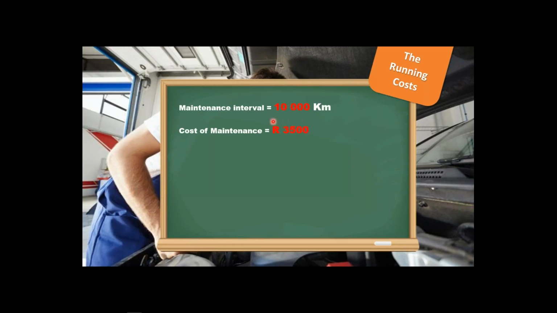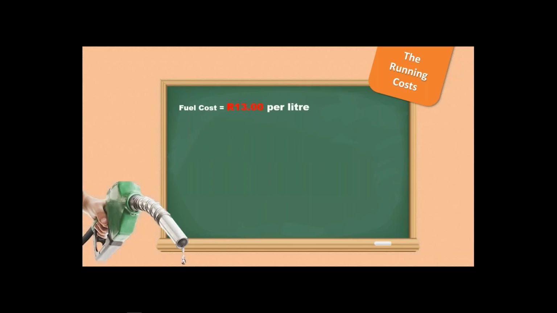Your cost of your maintenance, 3,500 Rand. You know where we're going with this, guys? It's 10,000 kilometers, divided by 3,500 Rand. So therefore, 35 cents has to be put into that tin, so that at the end of your 10,000 kilometers, you can take your tin and go to your mechanic, whoever you do it with, and pay them the 3,500 Rand. This is a big one, guys, because this is quite a big variable that happens.